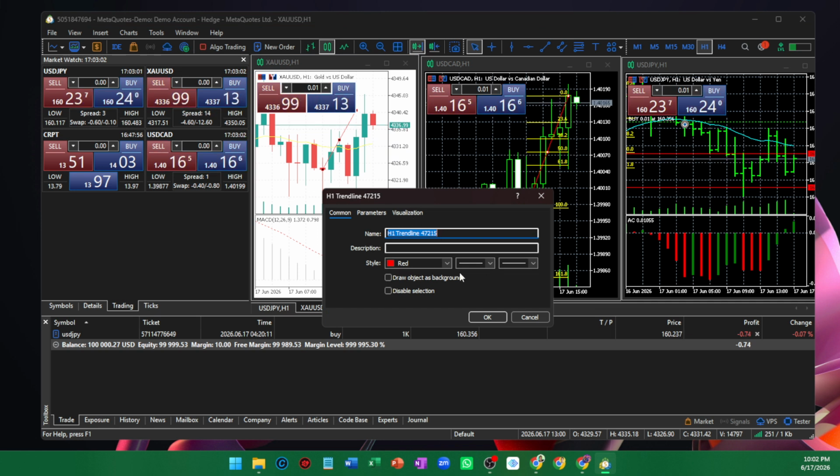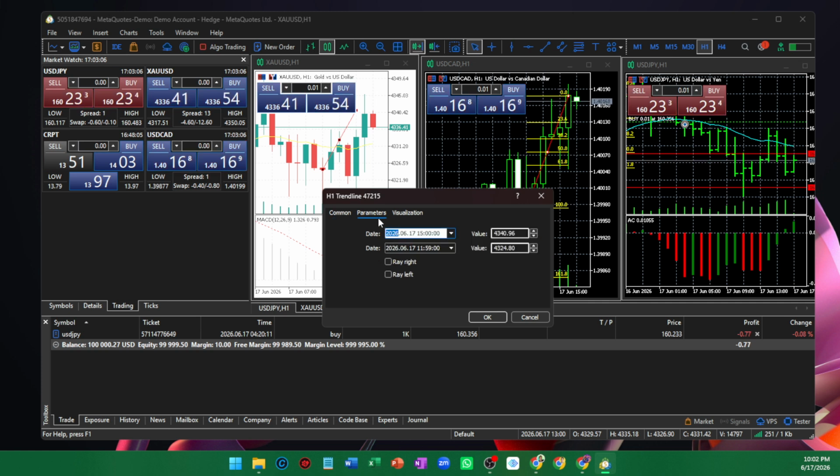A useful tip is to use one color for support and another for resistance so you can recognize them instantly. With just these tools, you can make your chart much clearer and build a stronger visual framework for analysis in MT5.